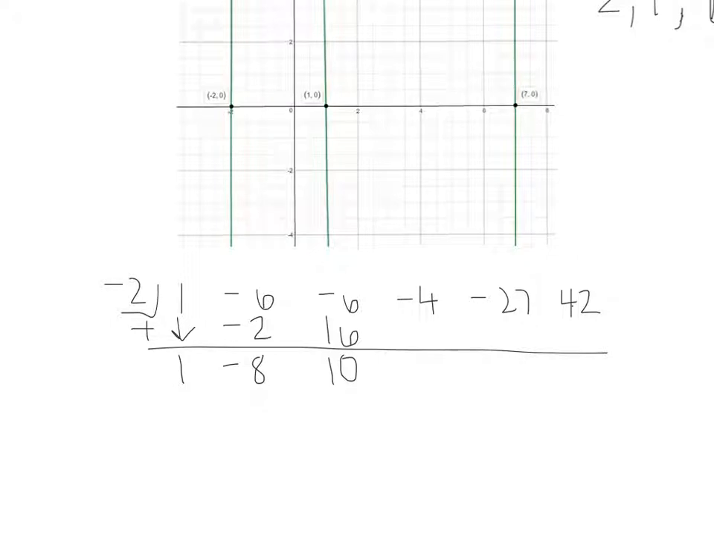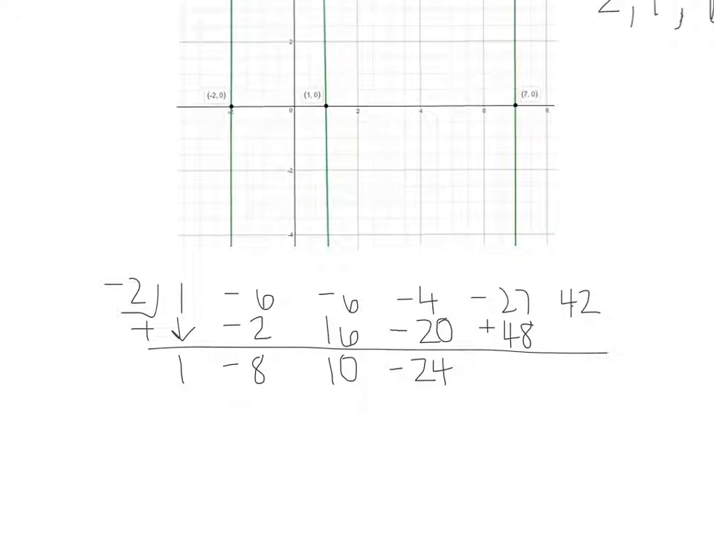10 times -2 is -20. -4 plus -20 is -24. -24 times -2 is -48. Sorry, +48.